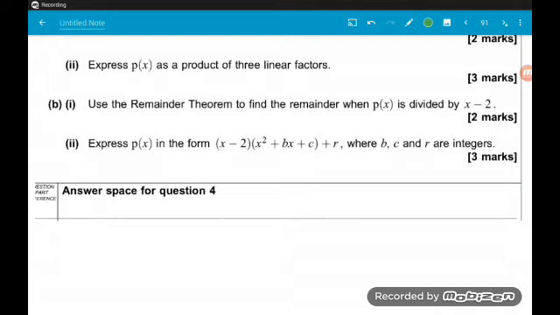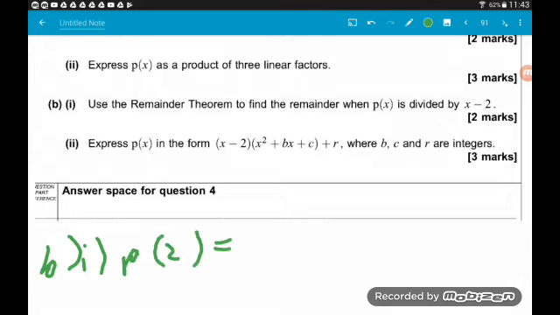Okay, part B asks us to use the remainder theorem to find the remainder when p of x is divided by x minus 2. So to do that, we substitute in x equals positive 2. So p of 2 is going to be 2 cubed, which is 8, minus 5 lots of 2 squared. 2 squared is 4, so we got minus 20, minus 8 times 2, so minus 16, plus 48.